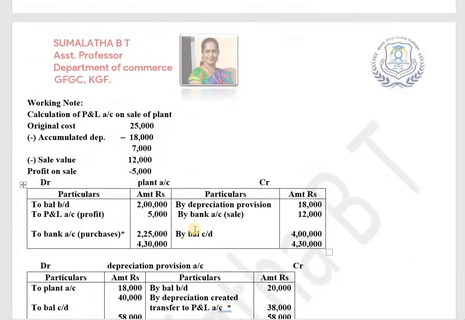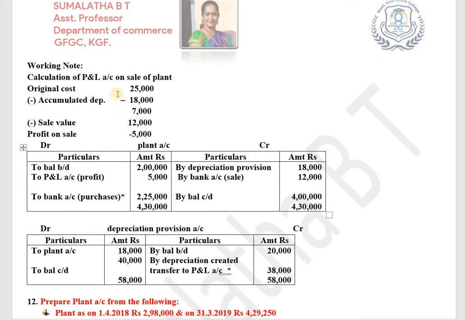Okay. So here, see, I have just calculated. 25 minus 18, 7 written down value, 12 minus 5. You will be getting the profit as 5,000. Same, plant account and depreciation provision account must be prepared. Very simple, similar way only. I want you all only to prepare.